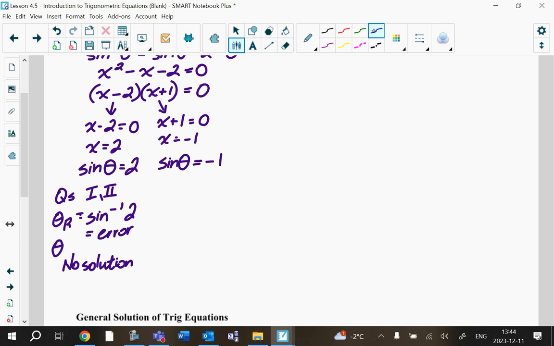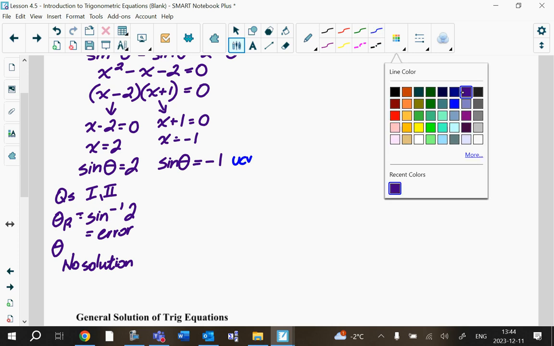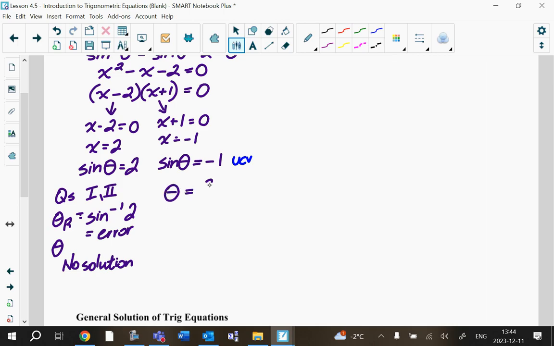This next one, though, we've got a UCV. And remember, we're in radians. 3 pi over 2. So in this one, only one answer out of all of this. 3 pi over 2. Because the other side didn't work. And this side only gives us one solution.